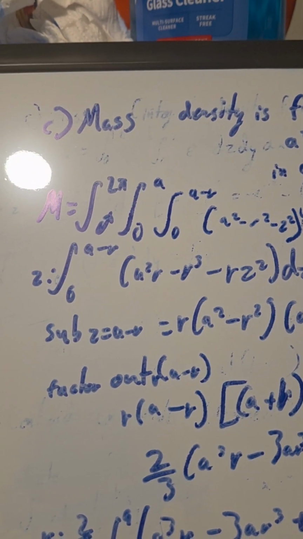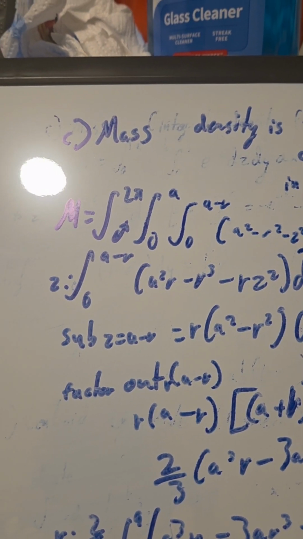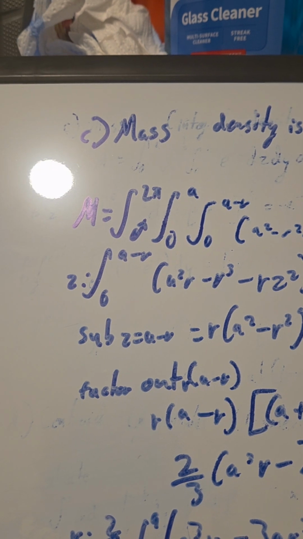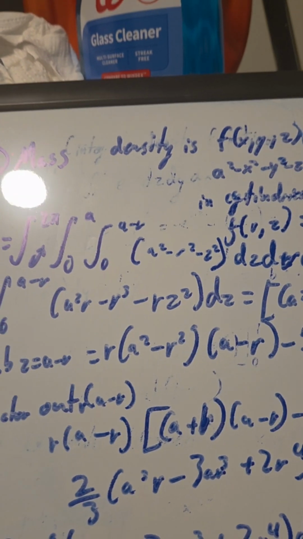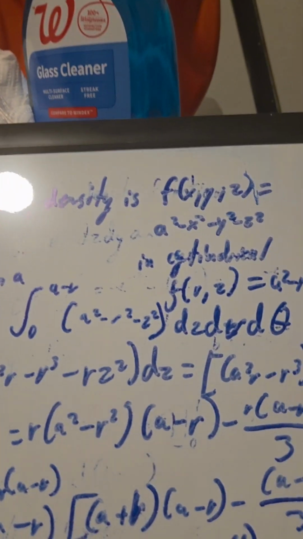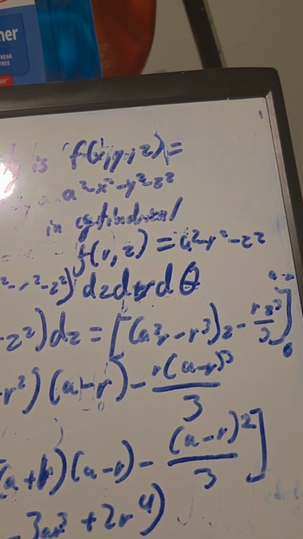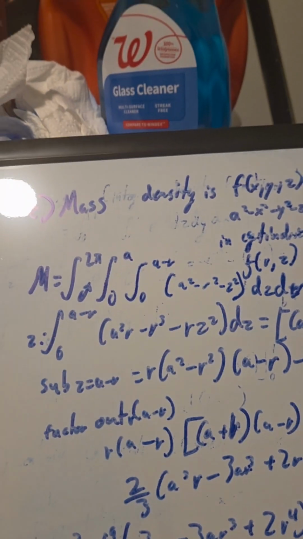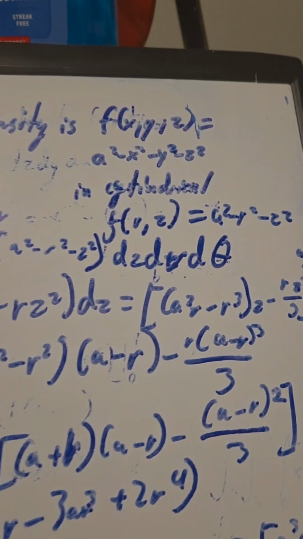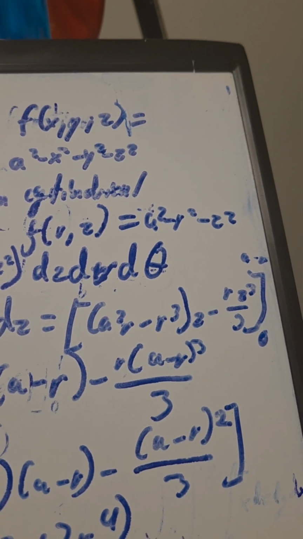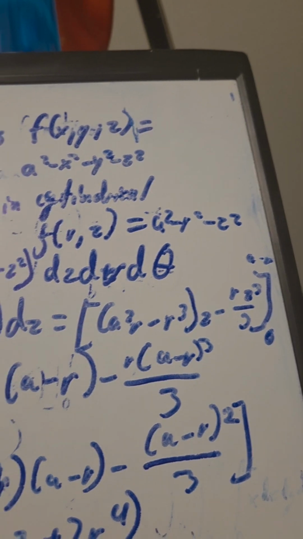Mass was really, really messy. I apologize in advance. But yeah, let's begin. So we start off with the density equation. We wanted to convert that to cylindrical. So that is, if you cannot read it properly, which I don't blame you, a squared minus r squared minus z squared.